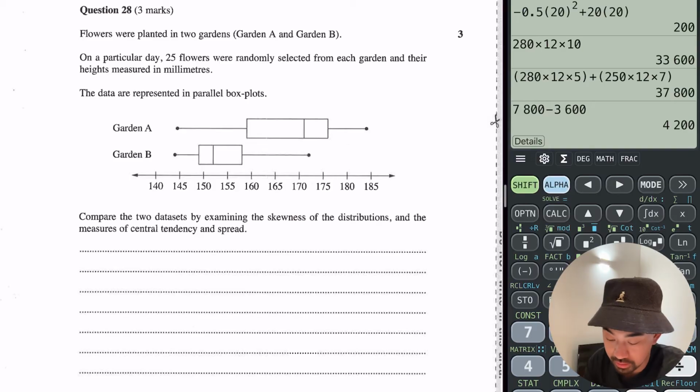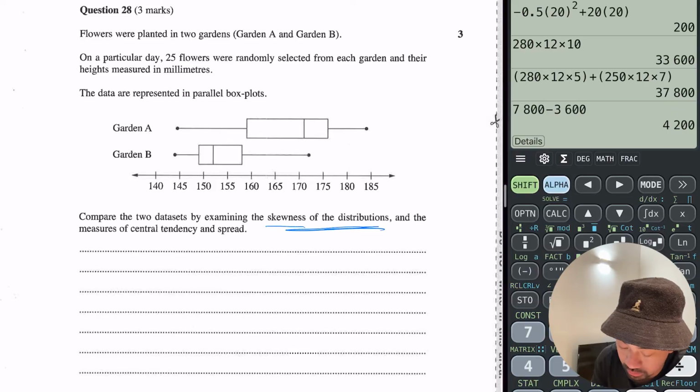28. Flowers were planted in 2 gardens, Garden A and Garden B. On a particular day, 25 flowers were randomly selected from each garden and their heights measured in millimeters. The data are represented in 2 parallel box plots. Compare 2 data sets by examining the skewness of the distributions and the measures of central tendency and the spread.